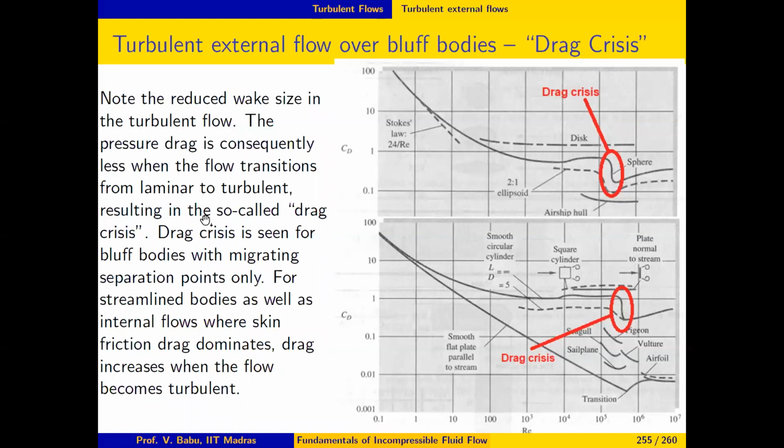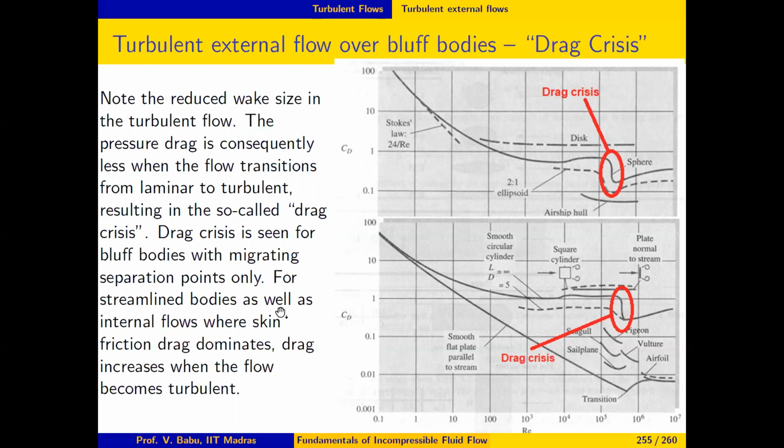One very good example of reduction in drag due to drag crisis is the dimpled golf ball, where the dimples actually trip the boundary layer and cause the flow to be turbulent. So this utilizes the drag crisis to reduce the drag on the ball, causing the ball to travel a longer distance for a given applied force.